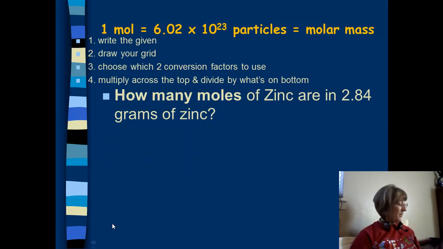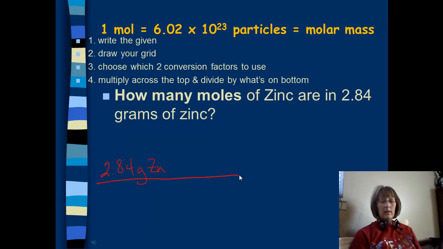Okay, next one. Number 8: How many moles of zinc are in 2.84 grams of zinc? Write down the given. 2.84 grams of zinc. And they want to know how many moles of zinc that is. Okay, so moles of zinc. What do I put down here?